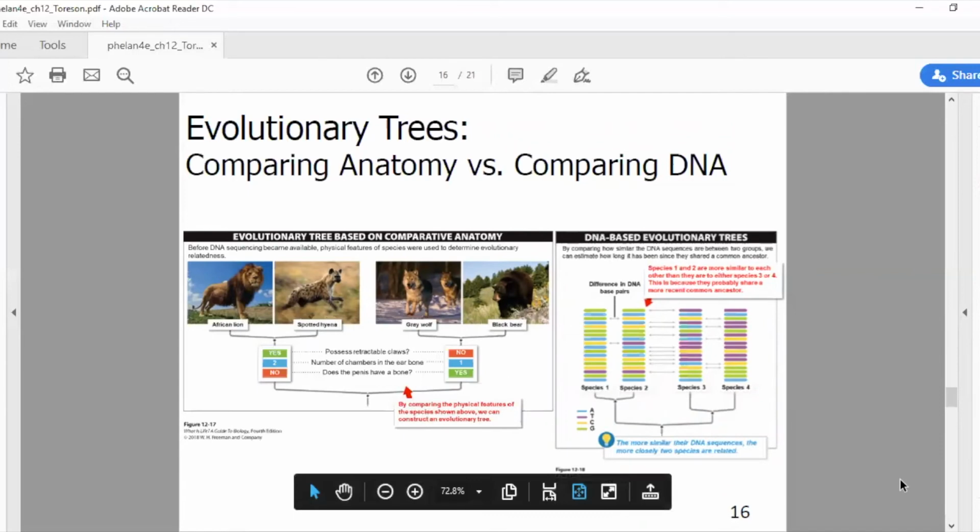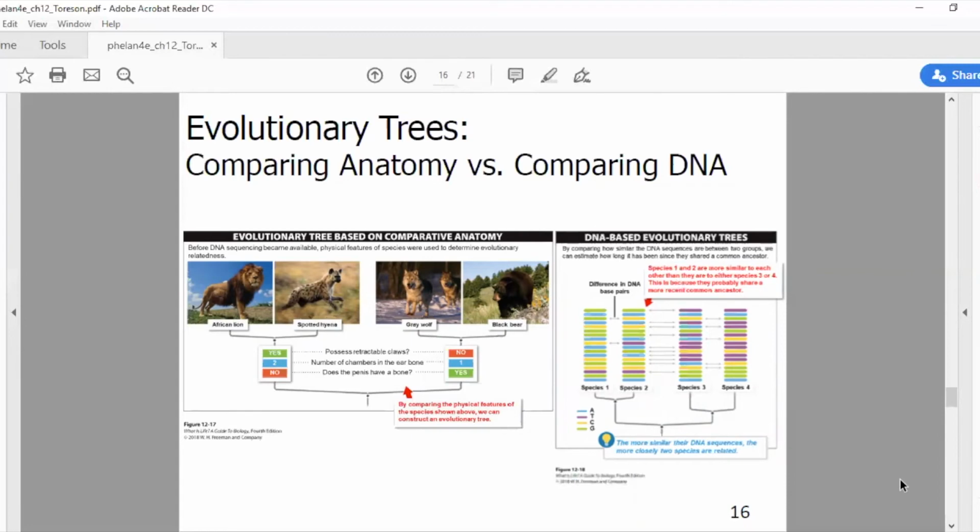Evolutionary trees can be combined and constructed by using comparative anatomy as well as looking at DNA. So by using comparative anatomy, we can identify species as being similar due to their similar anatomy, again, in terms of their structures and how similar they are.